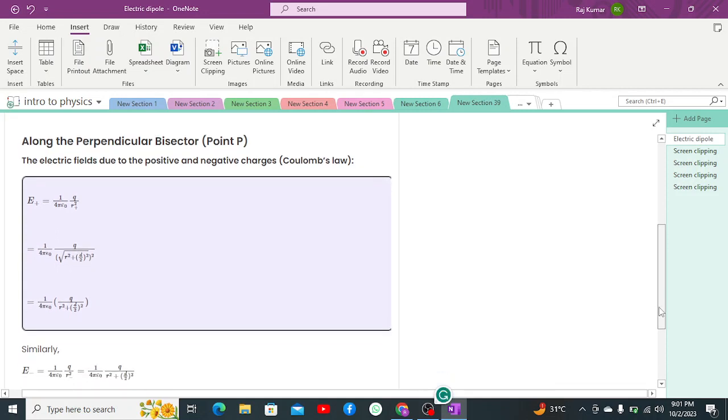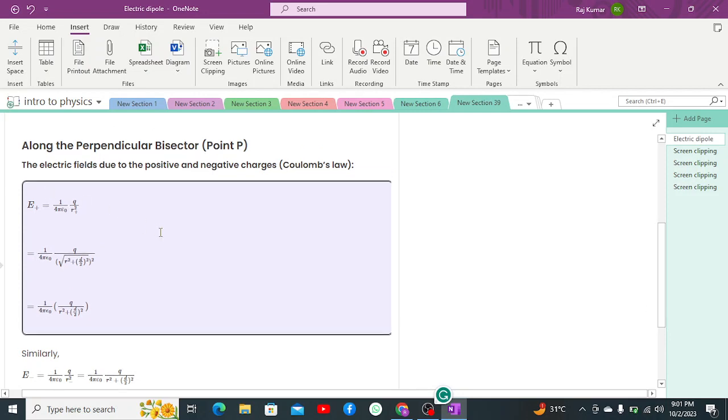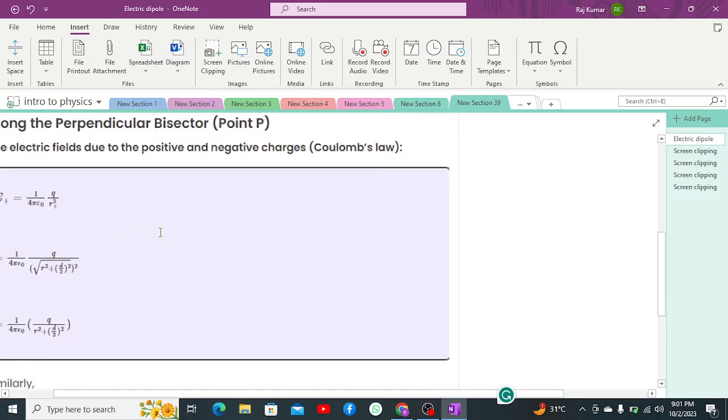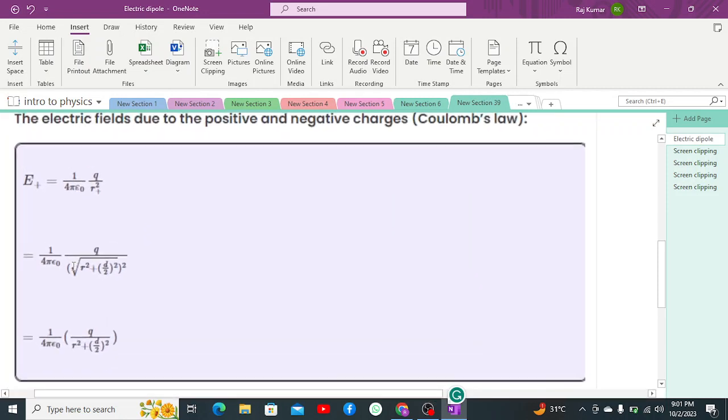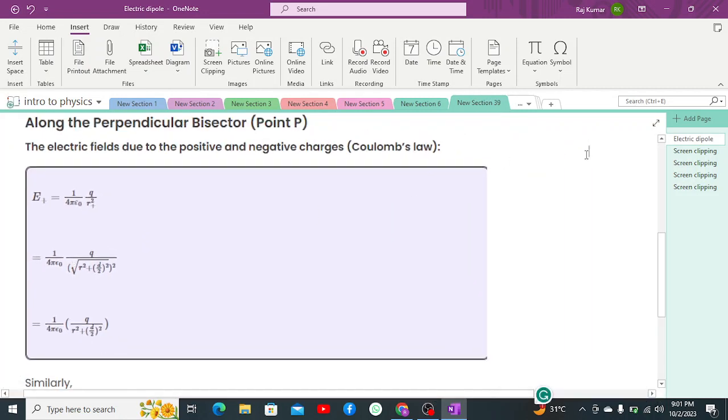Now, the electric field due to positive and negative charges can be explained in such a manner that we are applying Coulomb's law. As we know, there are two electric fields generated. As these are point charges having the same magnitude, both generate an electric field, which is equal to 1 upon 4 pi epsilon naught q upon r square, and 1 upon 4 pi epsilon naught q upon r square.